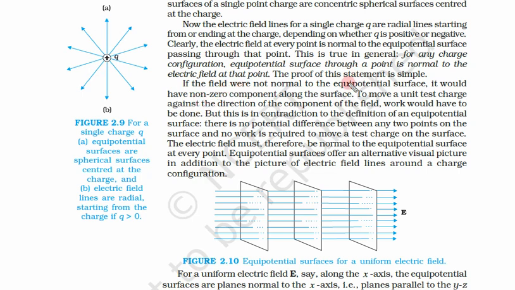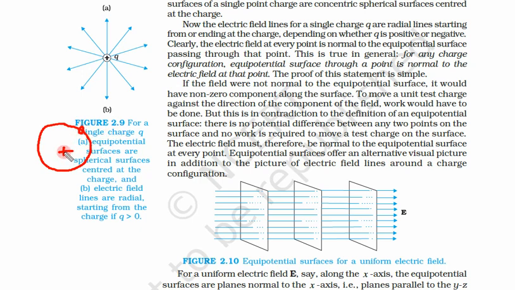Now if the field were not normal to the equipotential, it would have a non-zero component along the surface. So this is a must condition for an equipotential surface. To move a unit test charge against the direction of the component, work would have to be done, but this is in contradiction to the definition of an equipotential surface. So what is written here? Let me explain with this example. Suppose we have a charge capital Q here, and there is a small test charge.